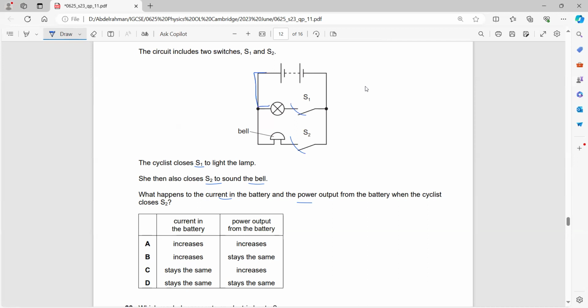The current increases because both of them would require current. What happens to the power? The power would definitely also increase because power equals VI. As the current increases, the power increases. Power equals VI. So both of them will increase.